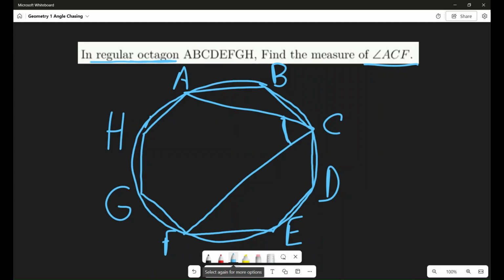Alright, should go through this point too. Okay, not the best circle, but it'll do. And now we see that ACF subtends minor arc AF. So all we need now is the number of degrees in minor arc AF.